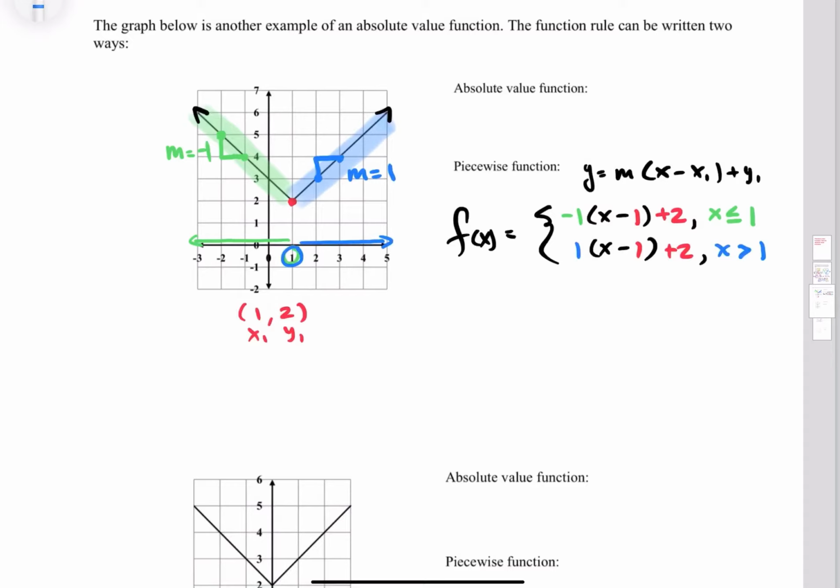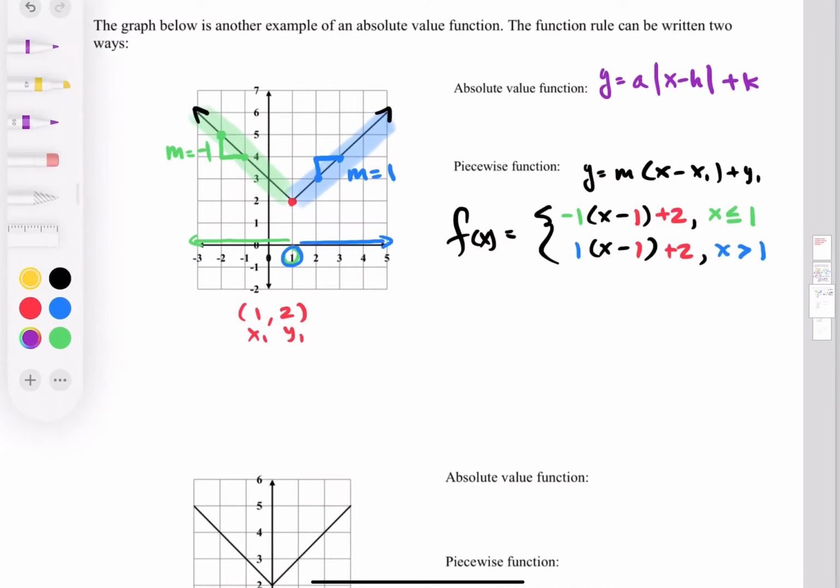Now let's rewrite it in terms of an absolute value. Remember, the standard form of our absolute value function is y is equal to a times the absolute value of (x minus h), plus k. And again, let's remember that the a value is like our slope.